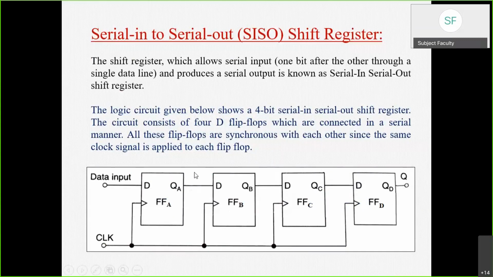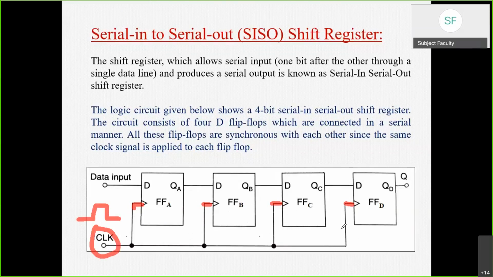By observing this logic diagram, you can clearly state that 4 D flip-flops have been used here. It is flip-flop A, flip-flop B, flip-flop C, and flip-flop D. And you can observe the clock signal of each flip-flop. The clock signal of each flip-flop is connected together and one common terminal is taken out. Through this particular terminal, the clock will be applied to each flip-flop simultaneously.